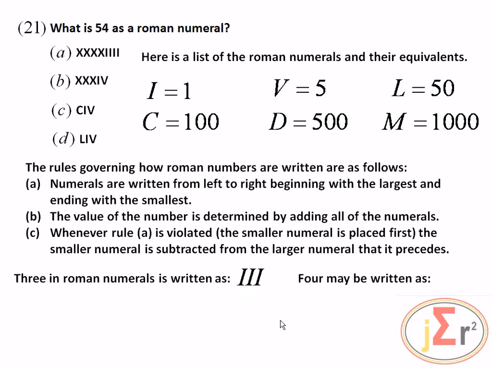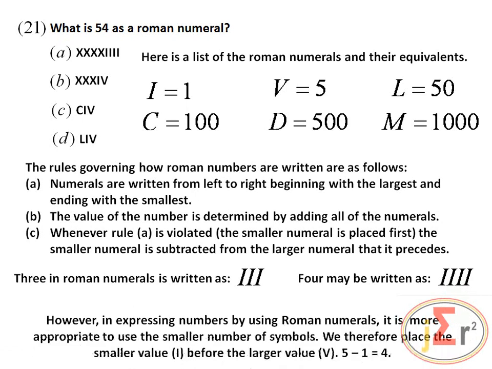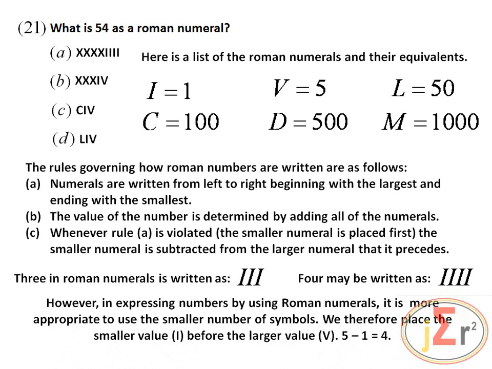4 may be written as IIII. However, in expressing numbers by using Roman numerals, it is more appropriate to use a smaller number of symbols. We therefore place the smaller value, which is I, before the larger value, which is V. So we have 5 minus 1 is equal to 4. So instead of writing 4 I's, we are going to be using only 2 symbols. We are going to be using a V and an I.